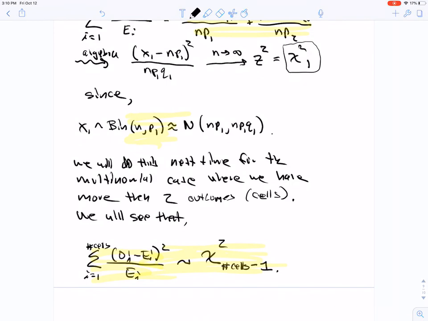So we'll do this next time in the multinomial case where we have more than two outcomes, and show that the chi-square test statistic is approximately chi-squared with the number of cells minus 1 degrees of freedom.